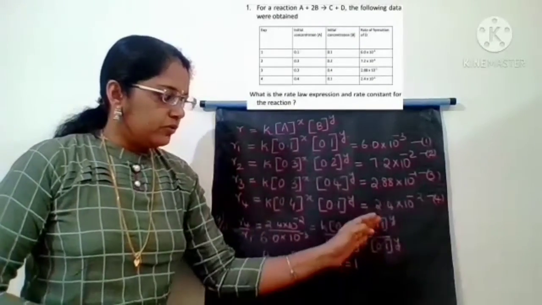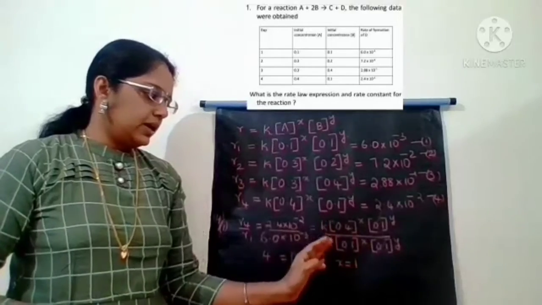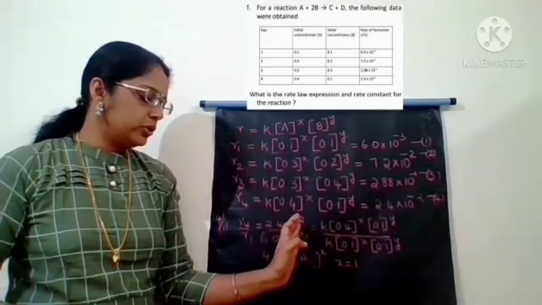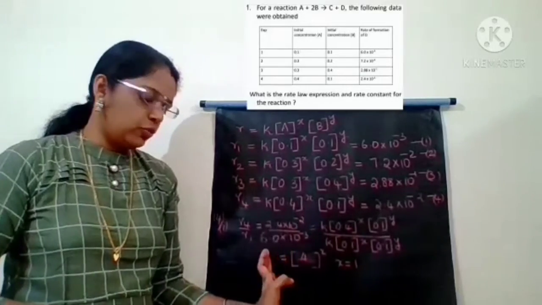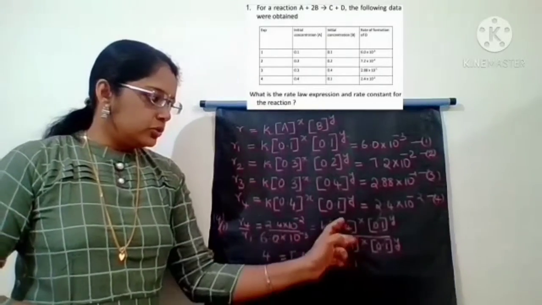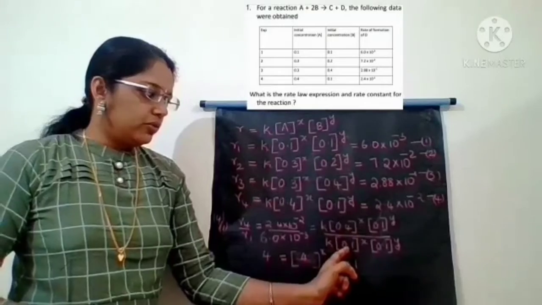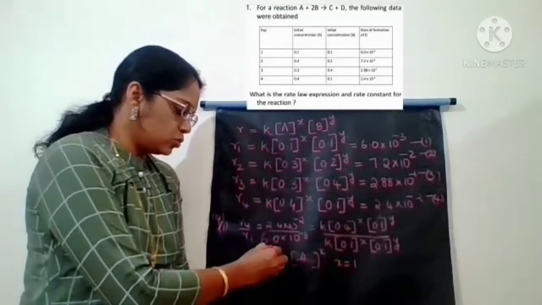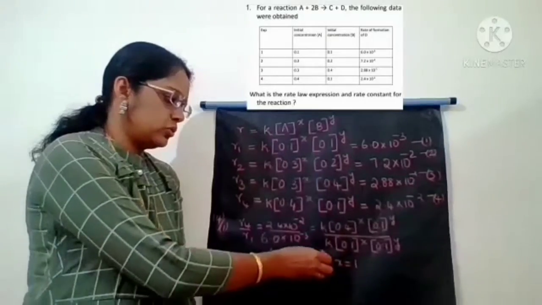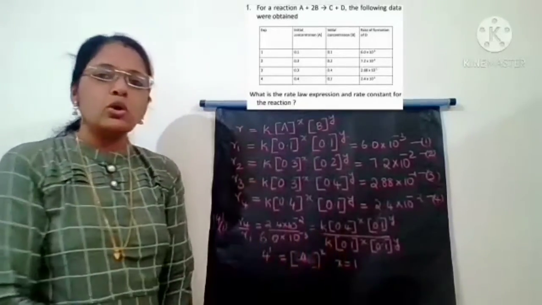Again here 0.1 is common, we can cancel it, K cancels. Again 2.4 × 10^-2 divided by 6 × 10^-3 is equal to 4. So 4 is equal to 0.4 divided by 0.1, that is 4 raised to X. So 4 raised to 1 is equal to 4 raised to X. So X will be equal to 1.